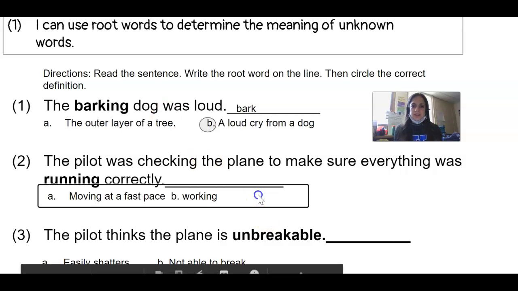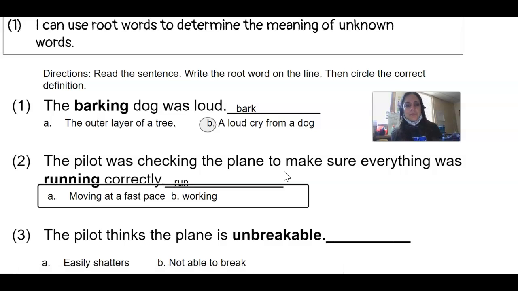Let's check your thinking. Run. Does that match your thinking? So the pilot wanted to make sure the plane would run correctly. Okay, so let's look outside of the word. Plane and correctly. So I know a plane doesn't move its feet fast, but it can work correctly. So let's plug that in. The pilot was checking the plane to make sure everything was working correctly. We just plugged in a word. Now we're going to check and see if one of our choices match.